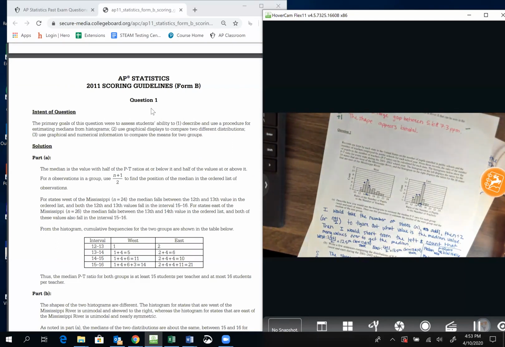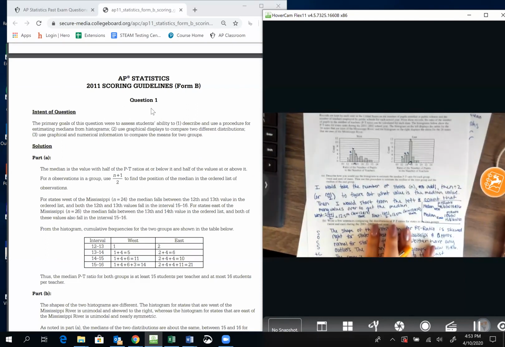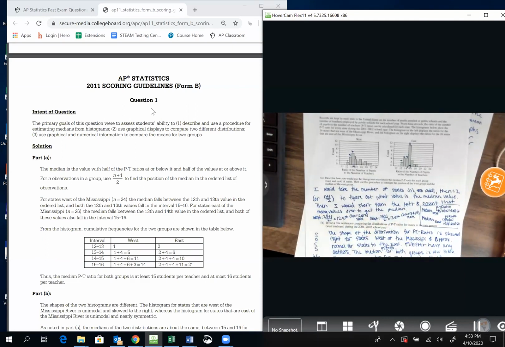Looking for a different color. We'll use yellow this time. So part A, describe how you would use the histograms to estimate the median PT ratio for each group, east and west of states. Then use this procedure to estimate the median of the west group and the median of the east group. So here's what I said.